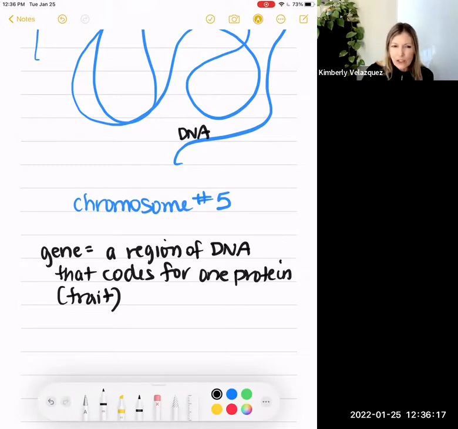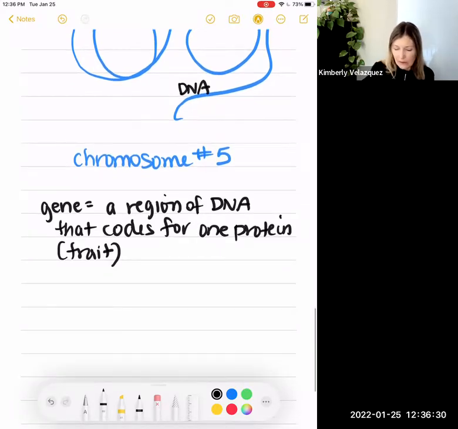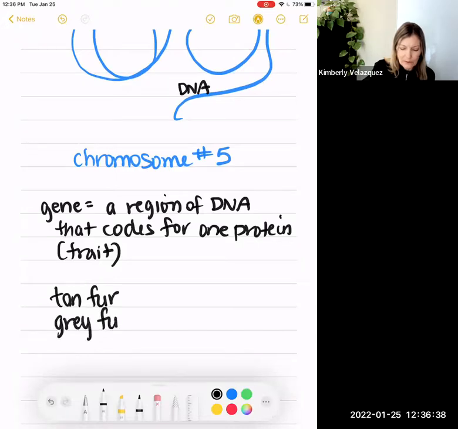Let's say this is a gene that codes for fur color in rabbits. And let's say there are 2 different colors of fur that rabbits can have. Let's say that rabbits can have tan fur, or they could have gray fur. Those are 2 different versions of the same gene.